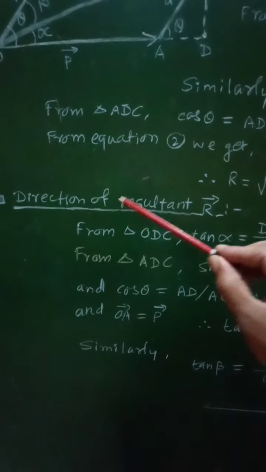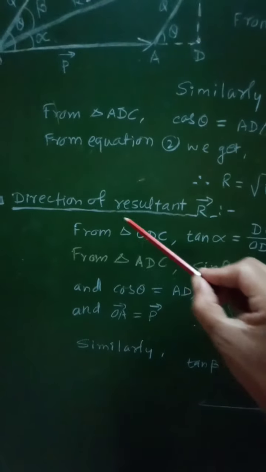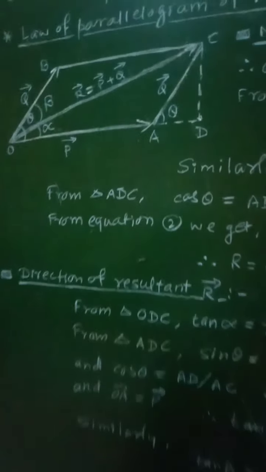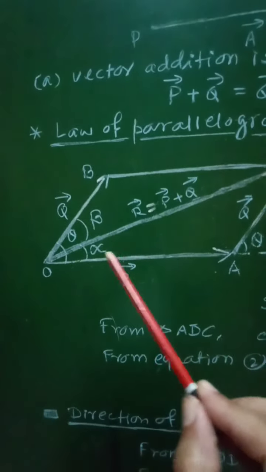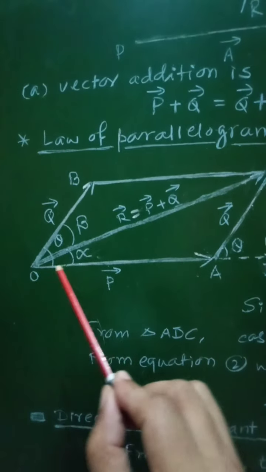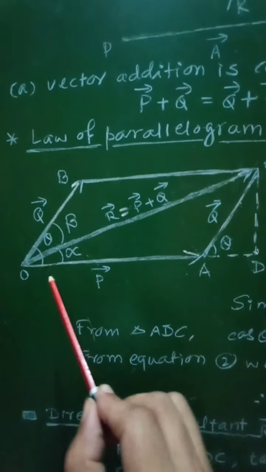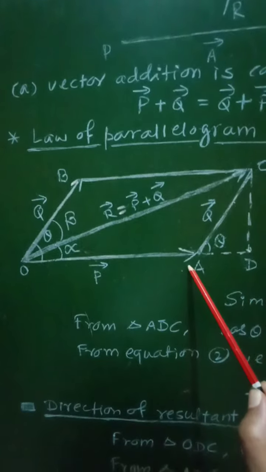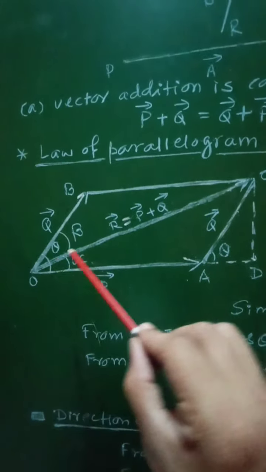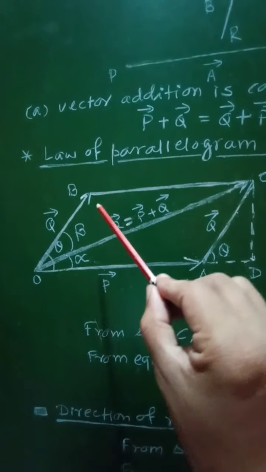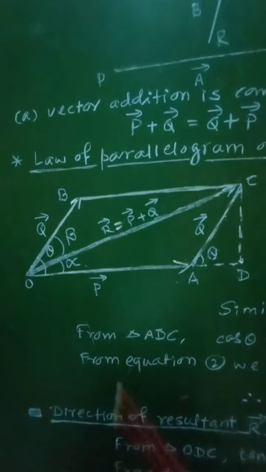And now let us see the direction of this vector R, that is resultant R. What will be the direction? If you consider the geometry of this figure, alpha is the angle made by the resultant with vector P, that is OA, and beta is the angle made by this resultant with vector Q, that is OB.